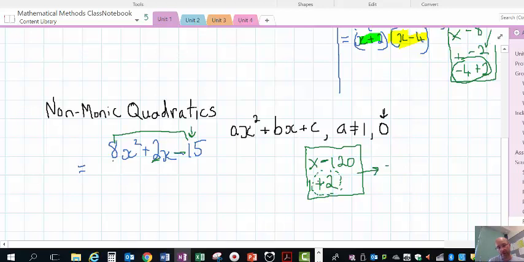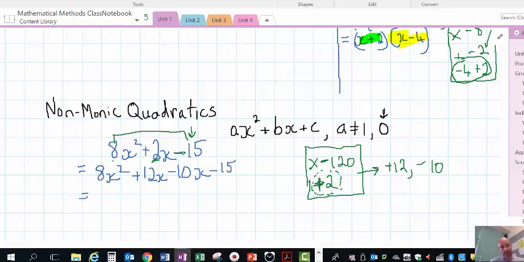Now 12 times 10 is 120, so one of them has to be negative. The bigger number is going to be positive because it outstrips the negative to give 2. So that would be positive 12 and negative 10. So let's decompose the middle term: 8x squared plus 12x minus 10x minus 15. And remember, the 2x doesn't go away, it just gets divided into two terms. So it's still the same expression.